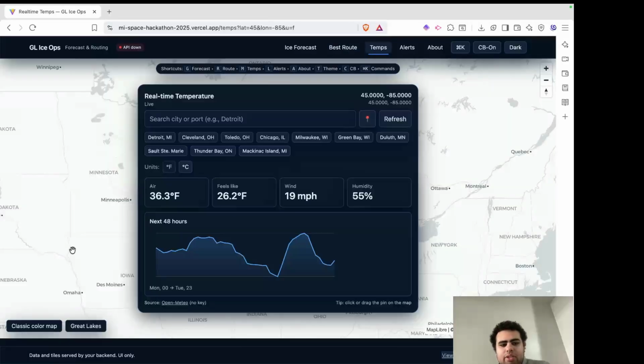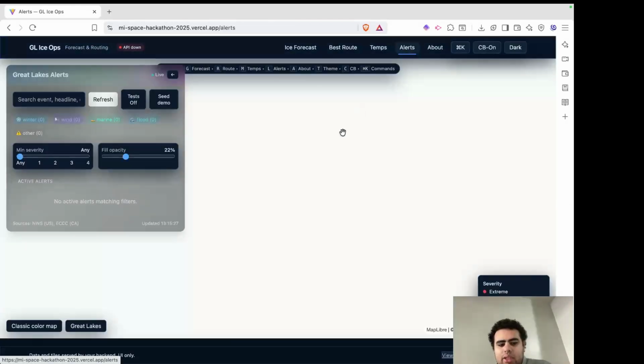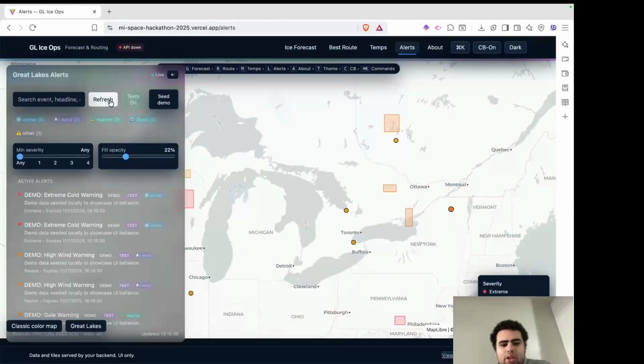The next thing that we have here is our real-time temperature function, which shows us the real-time temperature in any city that we search up. And the last thing that we have here is our alerts, which shows us all the alerts that are currently happening across the Great Lakes.